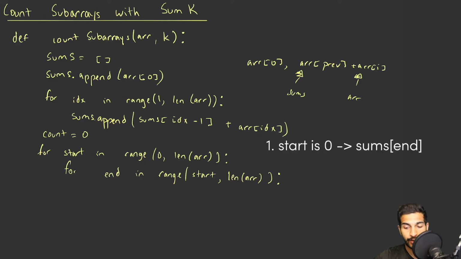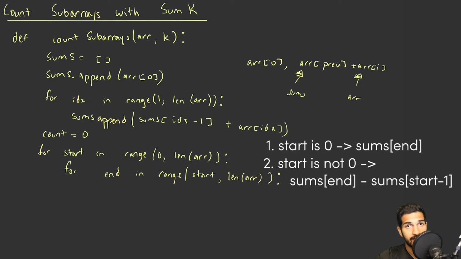Either start is 0, in which case we just use sums of end, and otherwise we'll say sums of end minus sums of start minus 1. So remember, our two cases are that we either use sums of end or sums of end minus sums of start minus 1, and we'll only subtract when start isn't 0.